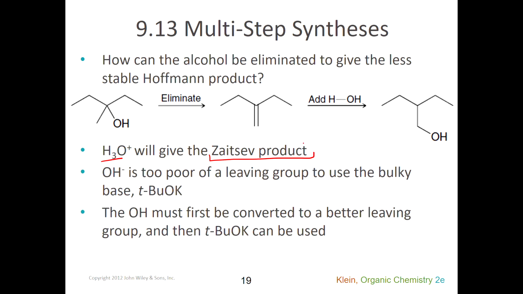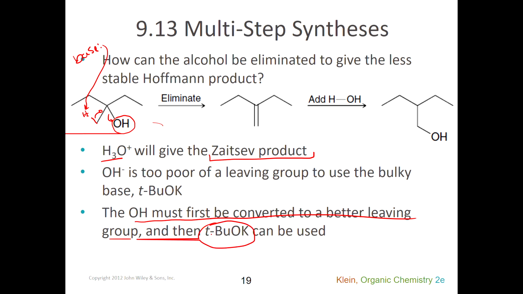So in order to do an E2 elimination, I need to first convert this into a better leaving group, because if I have a base, even a relatively strong base, it's not going to come in and pick off the beta hydrogen that I want and push this OH out. It's too poor of a leaving group. So instead, I want to convert the OH into a better leaving group. Then I can select the sterically hindered base, so it'll make sure it goes for the hydrogen that's more exposed and gives me the double bond in the correct location.